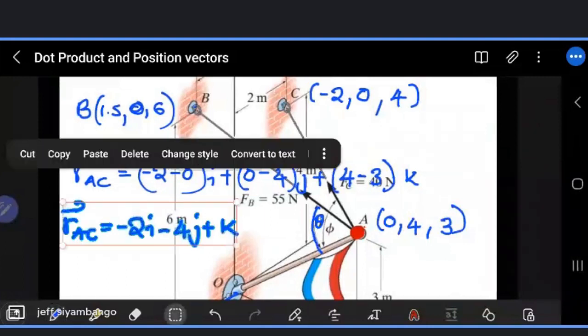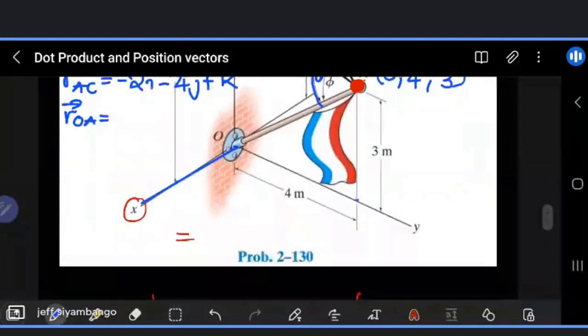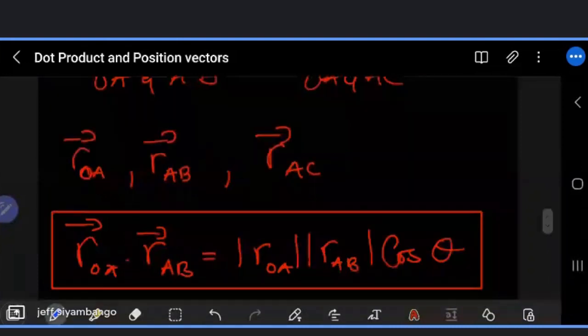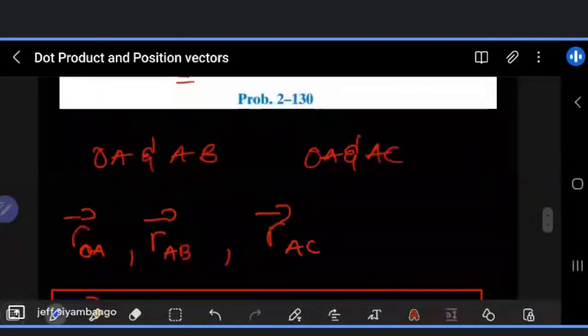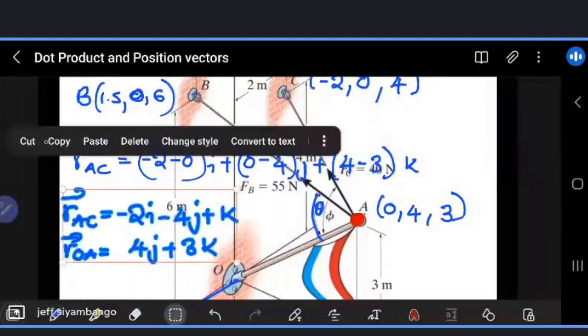So remember, we already have what ROA is. Let's just bring it here so that we get them together. ROA, that was 0 in the I. Then we had 4J and 3K. So this is what we had. This is what we're going to deal with. Now let's find the angle between these vectors.